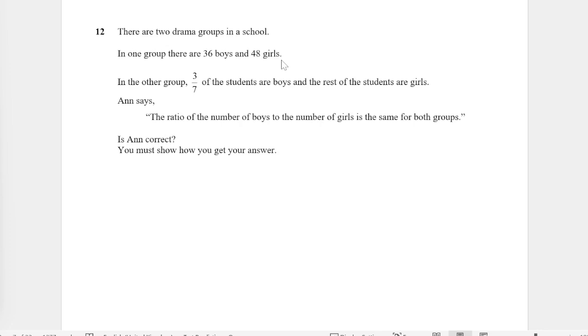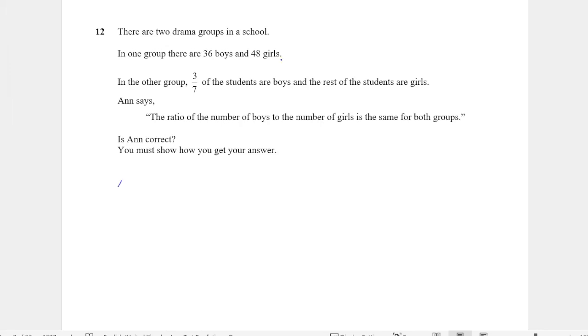Question 12. There are 2 drama groups in school. In one group there are 36 boys and 48 girls. In the other group, 3/7 of the students are boys and the rest are girls. Anne says the ratio of the number of boys to the number of girls is the same in both groups. Is Anne correct? You must show how you got your answer.